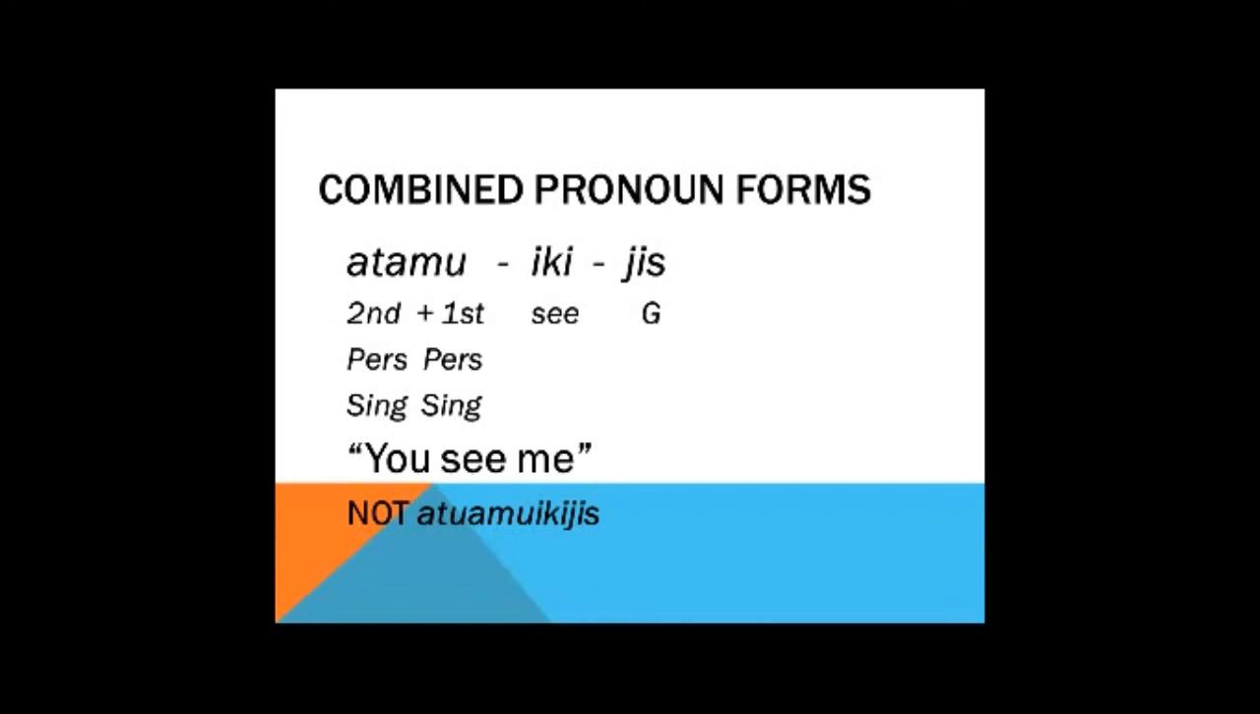And here you have you the subject and me the object, and you would expect it to be atu amu iki yis, but you use the special contracted form for the second person singular followed by the first person singular in sequence, and you get atamu, so it's atamu iki yis, you see me.